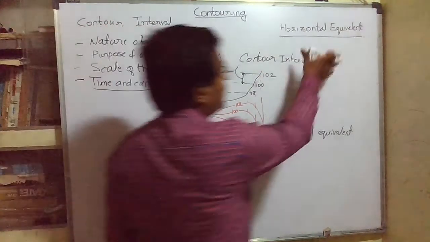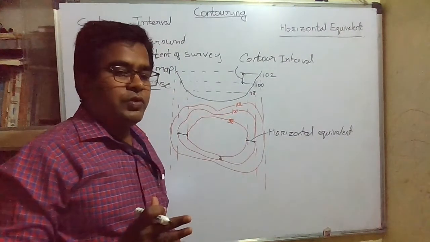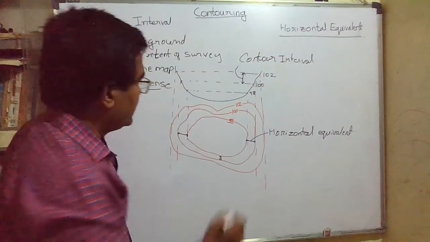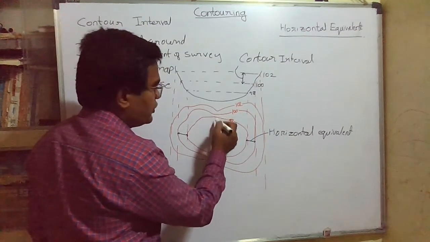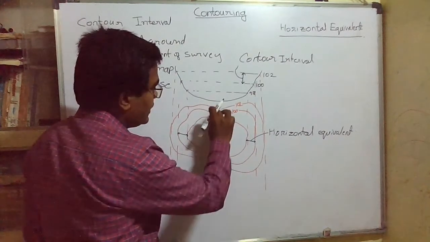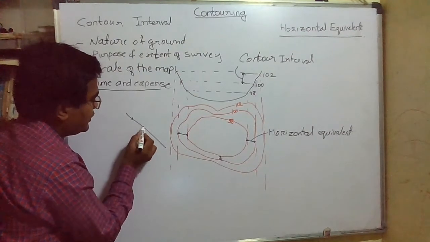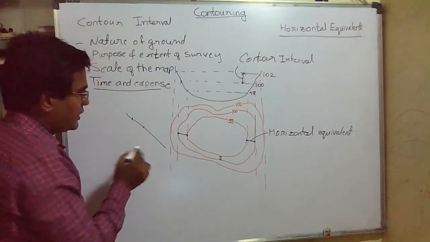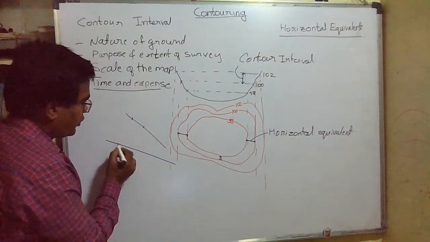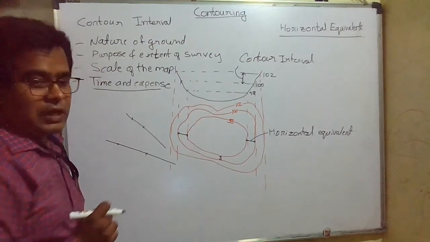Now, the horizontal equivalent is based on the steepness of the ground. If the ground is more steep, then these lines are closer to each other. That is the slope of the ground. If it is steep, then these lines are close to each other, whereas if it is flat, then for the same contour interval, these lines are at a larger distance.